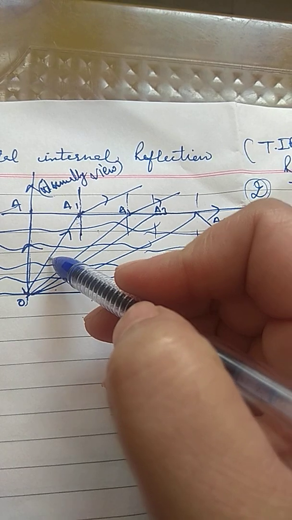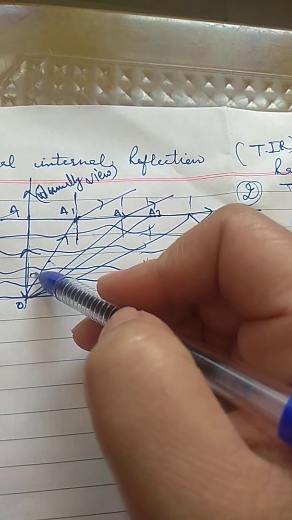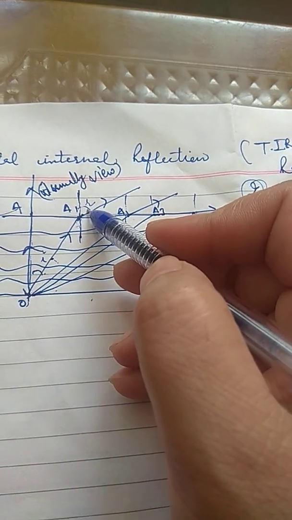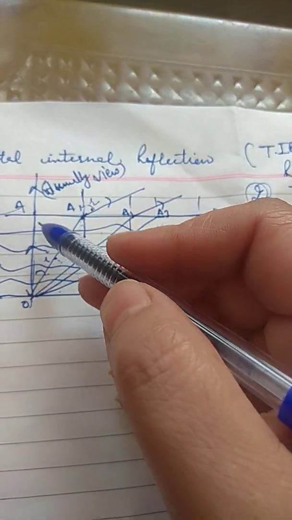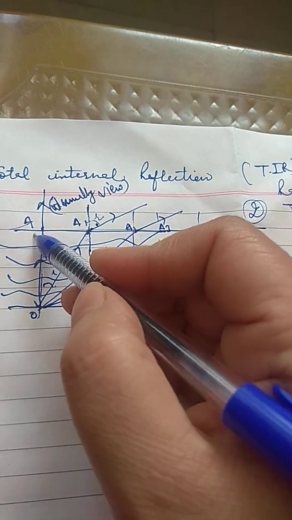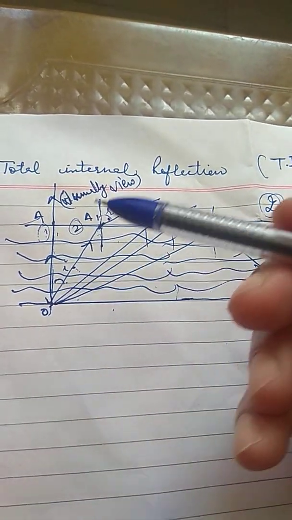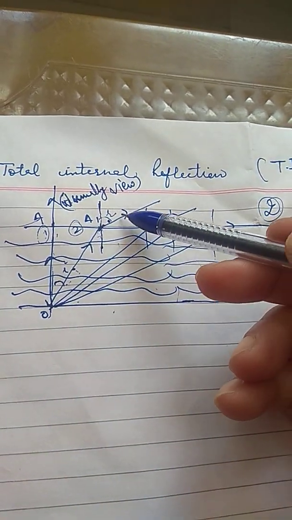So when we draw the normal at this point, then you see the angle of incidence. This is your angle of incidence, and this is the angle of refraction. They are not the same as in comparison to the first case. Let us suppose this is your first case and this is your second case. So in the second case, the angle of incidence and the angle of refraction are both different.